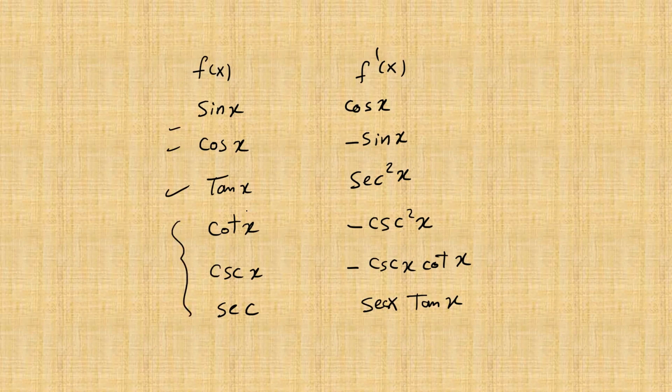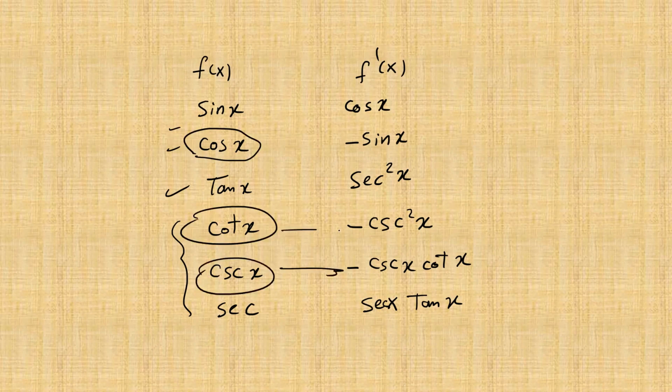You will see that each function that starts with c, its derivative is negative. Look: cosine, cotangent, and cosecant, all have negative derivatives.